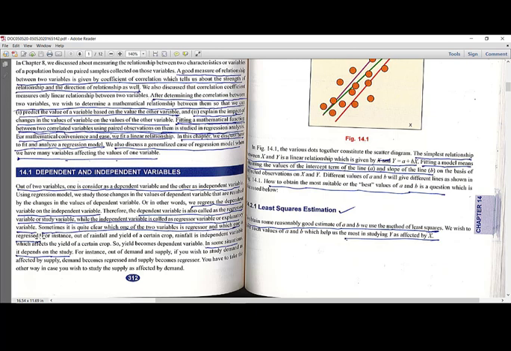Sometimes it is quite clear which one of the two variables is regressor and which one is regressed. For instance, out of rainfall and yield of a certain crop, rainfall is the independent variable which affects the yield of the crop. So yield becomes the dependent variable. In some situations, it depends on the study. For instance, out of demand and supply, if you wish to study demand as affected by supply, demand becomes regressed and supply becomes regressor. You have to take it the other way in case you wish to study supply as affected by demand.